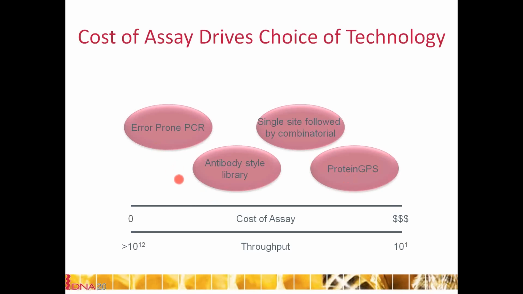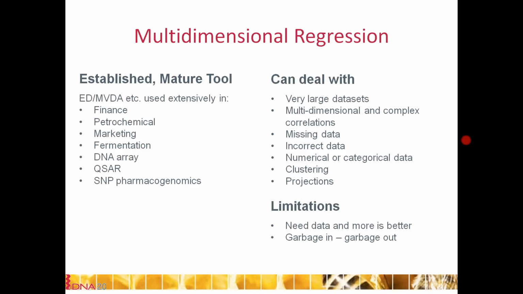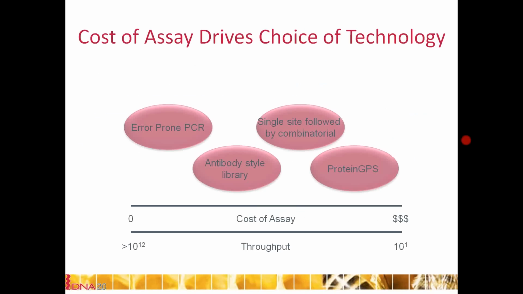But really, if you have a medium to high throughput assay, you're much better off doing some sort of antibody-style library. We have certain degeneracy in certain positions, and you screen through that, either in one round or subsequent rounds. Or, if you have a lower throughput, you can do single-site mutagenesis followed by combinatorial off of your hits from that. And of course, there are a lot of in-between variants, different ways of approaching that. So what I will focus on is the ProteinGPS for the rest of this talk.